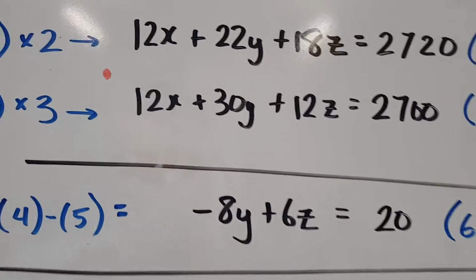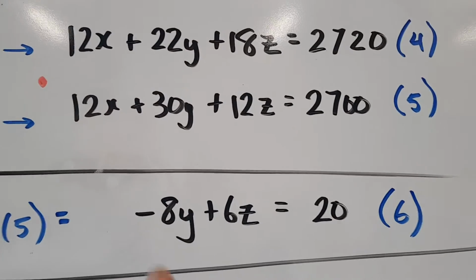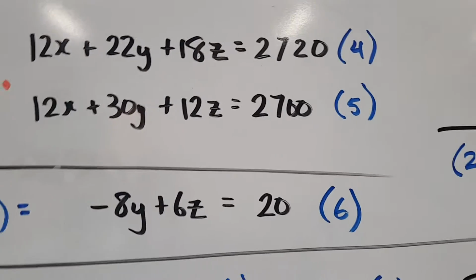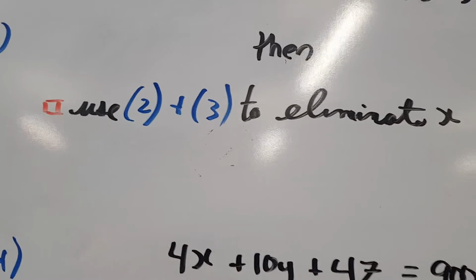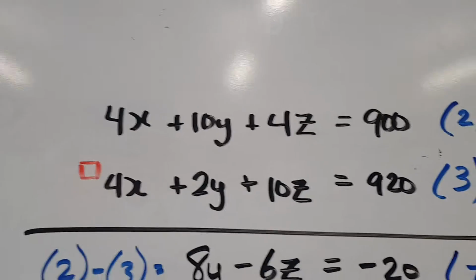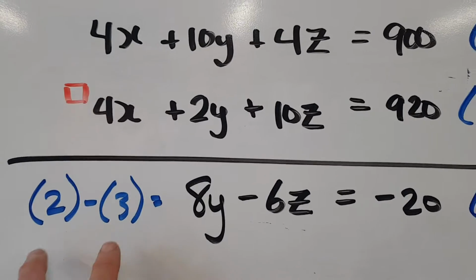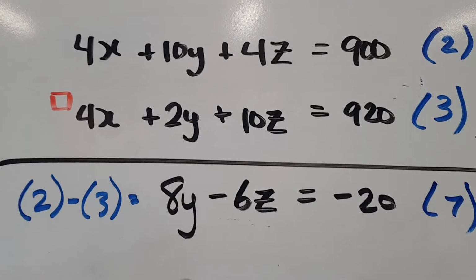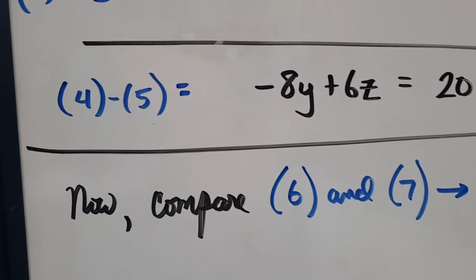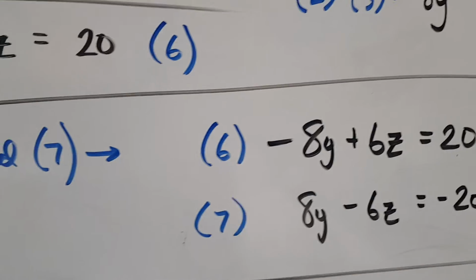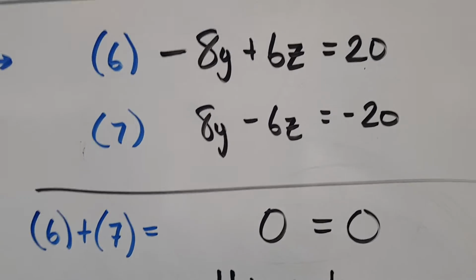By subtracting equation 4 minus equation 5, I eliminate the x and have 8y + 6z = 20. That's now equation 6. Next, I'm going to use equations 2 and 3 to eliminate x. Since equations 2 and 3 already have variables with the same coefficient, I just subtract 2 minus 3, giving me 8y - 6z = 20. That's equation 7. Now we compare equations 6 and 7. And I see that if I add them together, I get 0 = 0, which is true.